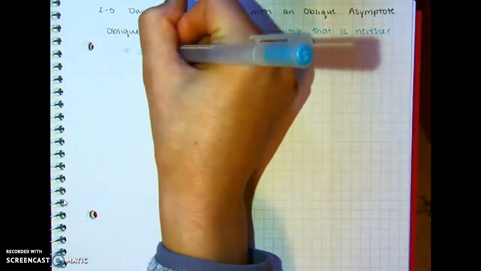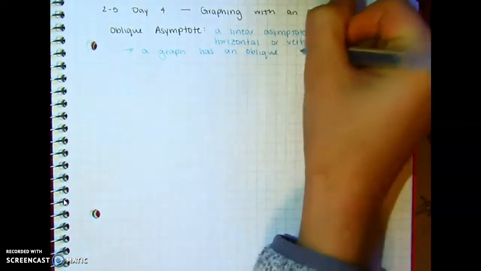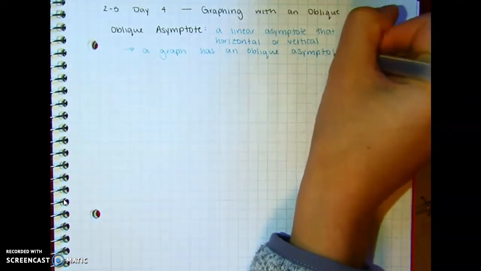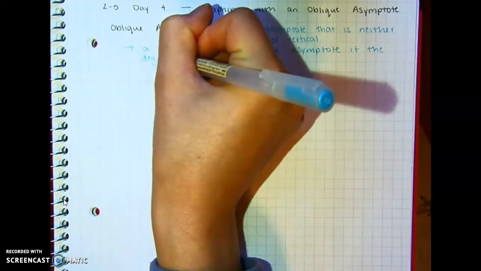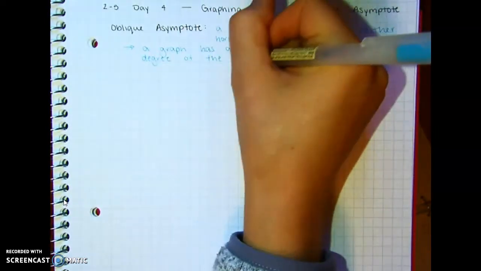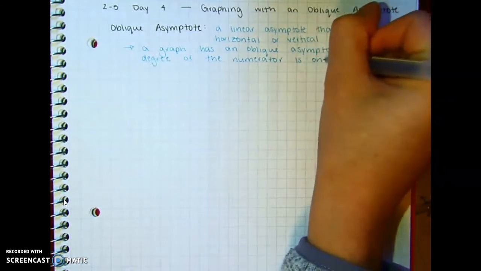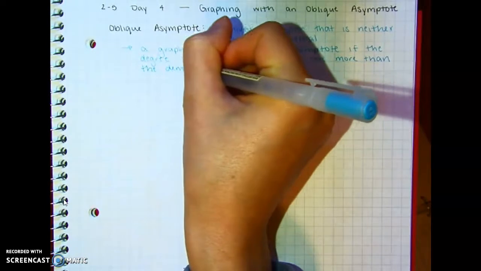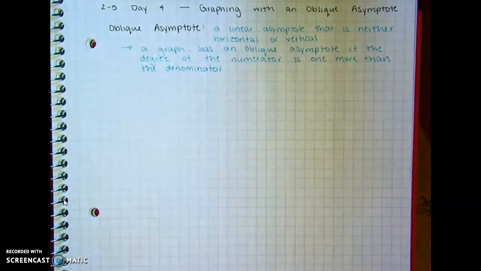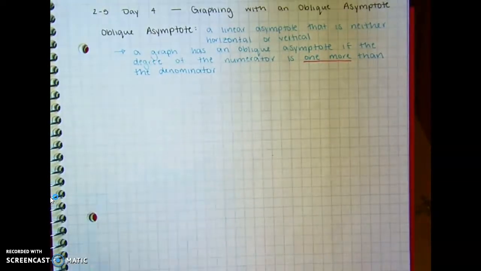A graph has an oblique asymptote if the degree of the numerator is 1 more than the denominator. Which we've actually mentioned before, if you remember. So it's only 1 more. So the degree of the denominator is 5, the degree of the numerator is 6, then there's an oblique asymptote.